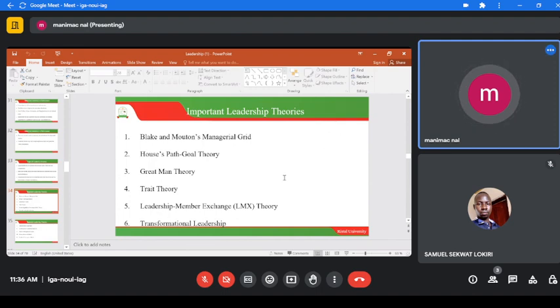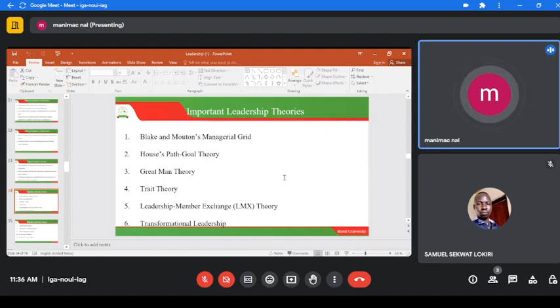The behavior, and then the contemporary. Blake and then Mouton in their managerial grid, they explain that we need to look at their grid. We shall also look at House's path-goal theory, the great man theory, the trait theory, the leader-member exchange theory, and then the transformational leadership theory.